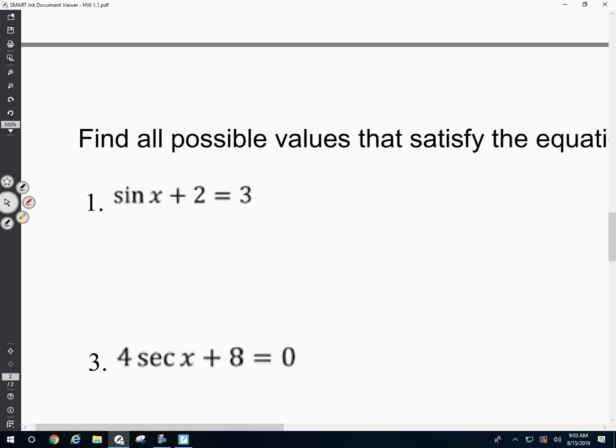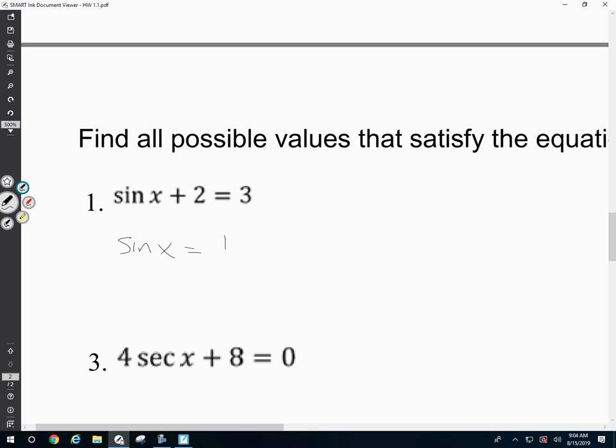We don't have to worry about the notation for an infinite amount of solutions, like, oh, add 2 pi to this, or oh, add pi to this. We are just going to find solutions in a specific domain in this class. So that's good if you had questions about that.